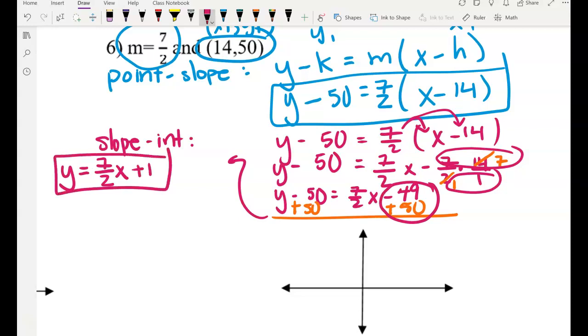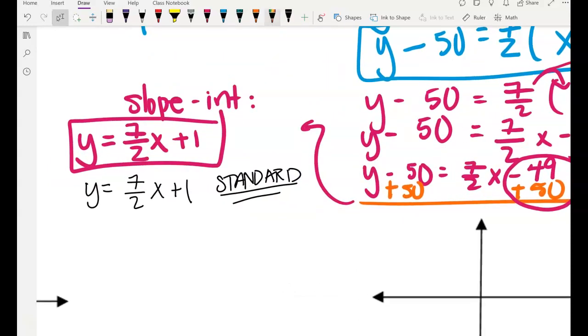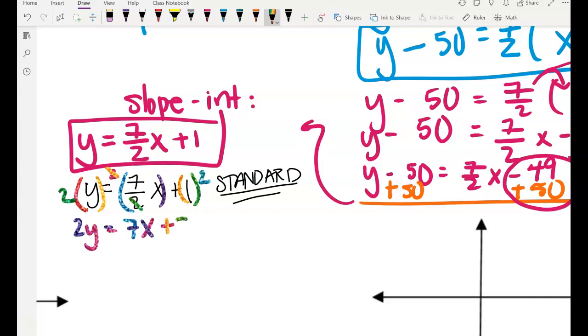Box that up. Now, standard form, students, is when we cannot have fractions or decimals at all, so we would need to multiply each and every term by the lowest common denominator, and our lowest common denominator, we only have 1 over 2, so that is going to be 2. So multiply this by 2, multiply this by 2, and multiply this by 2. And so this is now 2y. A 2 and a 2 is going to cancel, so equals 7x. 1 times 2 is going to be 2.